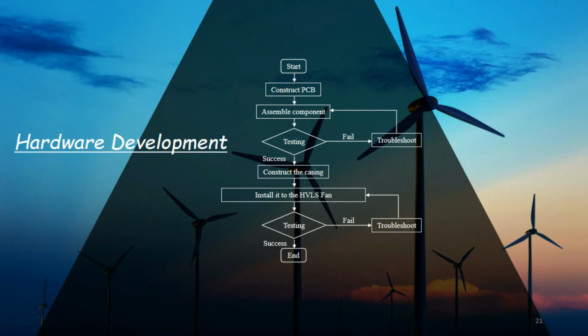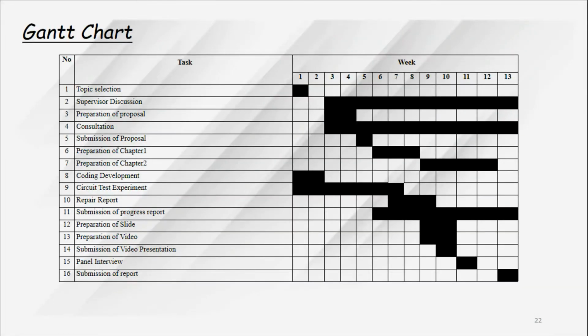As displayed on the screen right now is the hardware development flowchart. After software development is finished, I can construct the PCB and assemble all the components, and then test. If there is any failure in the circuit, then I troubleshoot until success, and after success the casing for the proper product will be constructed, then installed on the HVLS fan and the output tested. Moving on to the next slide, this is basically my activity during this semester, finishing PSM1.